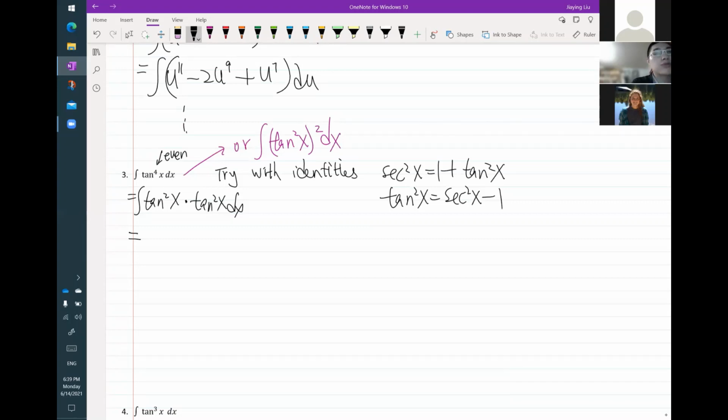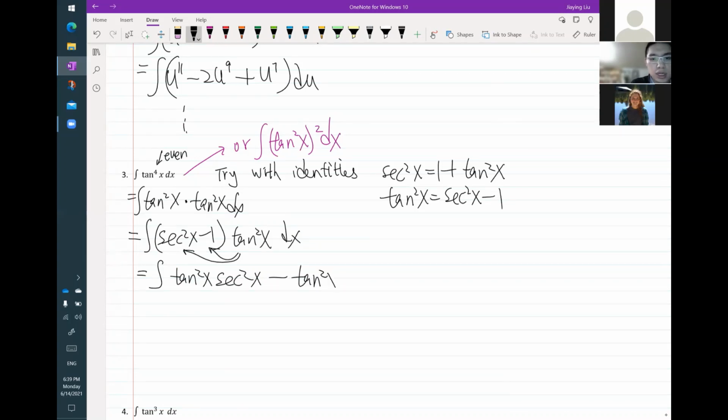That might be the easier case, but here, just follow this trend. So I'm going to rewrite the first tangent squared as secant squared x minus 1. So that will be secant squared x minus 1 times tangent squared x dx. Then I'm going to distribute the tangent squared in there. So that's secant squared times tangent squared, so I'm going to write it as tangent squared x secant squared x minus tangent squared x dx.